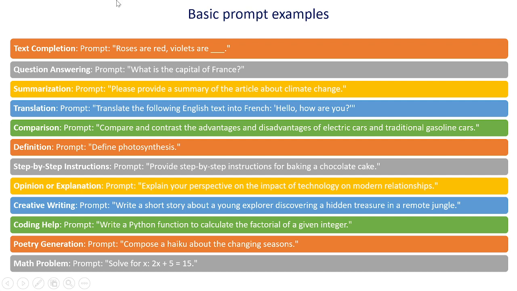There are different types of prompts: text completion, question answering, summarization, translation from one language to another, comparison of two objects, definition if you want to define any object, and step by step instruction if you want to bake a chocolate cake, where you have to provide specific prompts. Then opinion or explanation, and if you are writing essays or poems, you have to provide the desired input. Then coding help. So these are all the basics of prompt engineering.